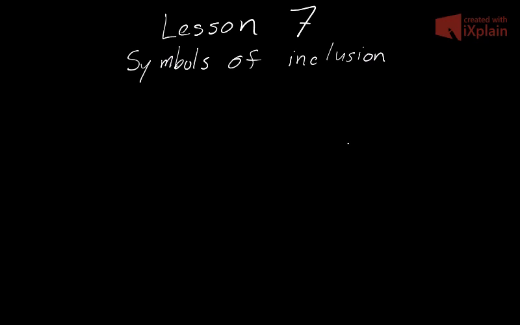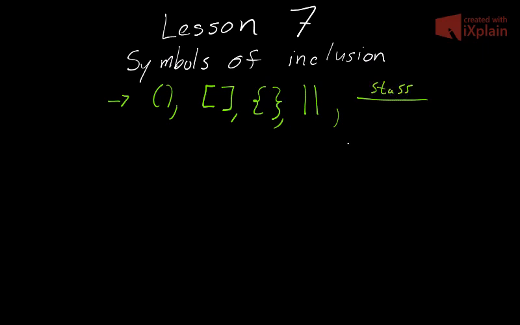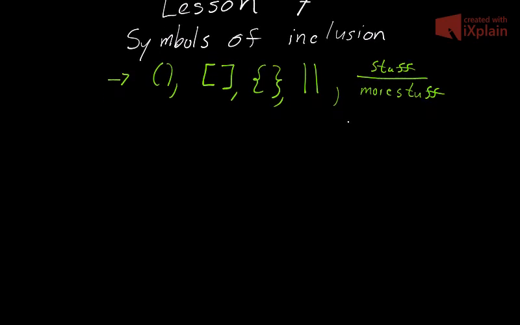Well, that is when we have either parentheses or brackets or those weird squiggly parentheses, or if we have absolute value, that's a symbol of inclusion. And sometimes when we have a fraction with stuff on top and more stuff on bottom. And we're going to look and make sure we can do all of these, but we're going to go with a few examples in here.